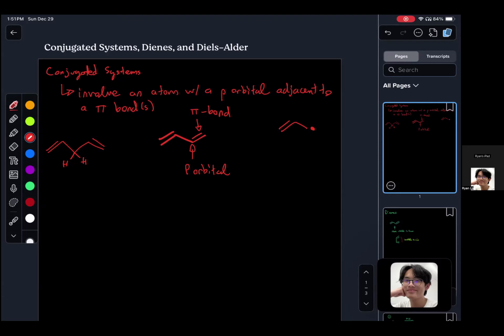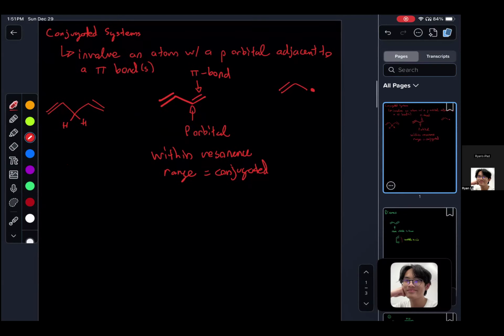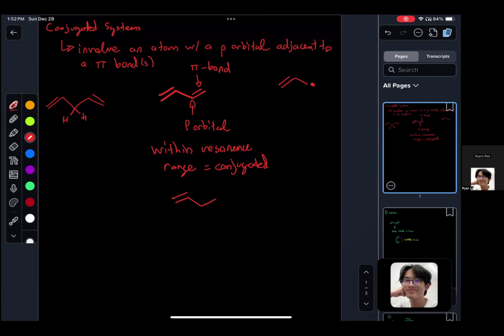But essentially, the way that I personally visually identify a conjugated system is that if you have a series of pi bonds that are capable of doing resonance with each other, they're within resonance range, I would call it conjugated. Now, this may not be exactly academically sound, but this works for the purposes of the class. So, for example, I can prove it to you. This system right here, this thing, 1,3-butadiene, is capable of doing resonance.